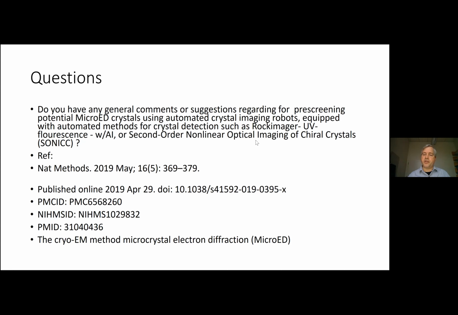As long as you can still, you might have to blot it a long time to get the ice thin enough that it's still electron transparent. That is one thing, the ice still has to be thin enough that the electrons get through it.